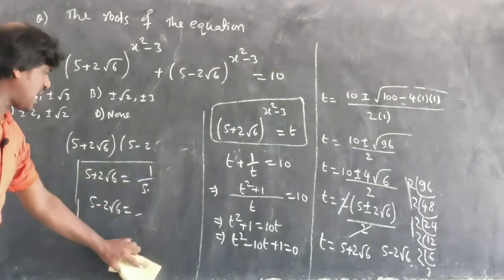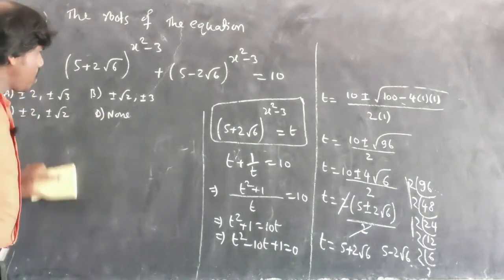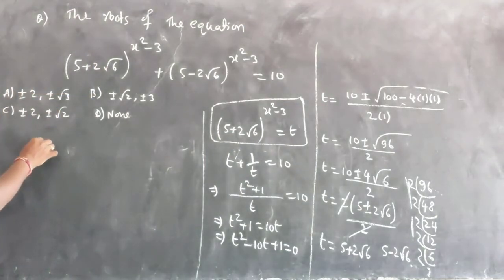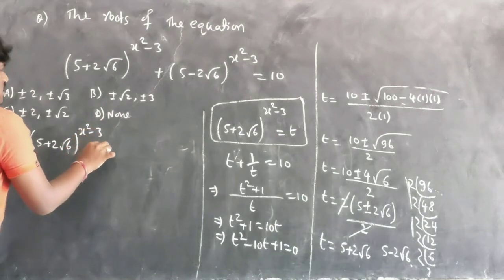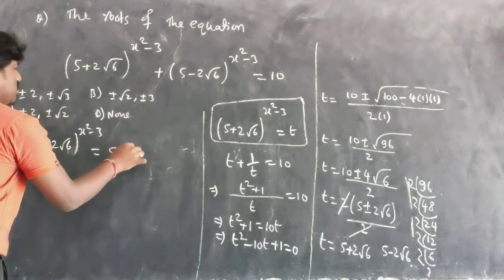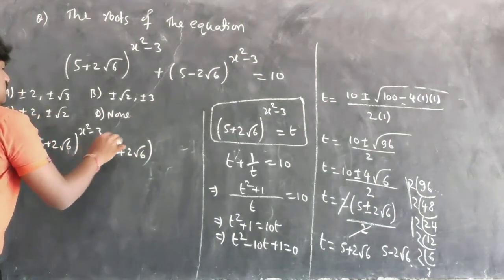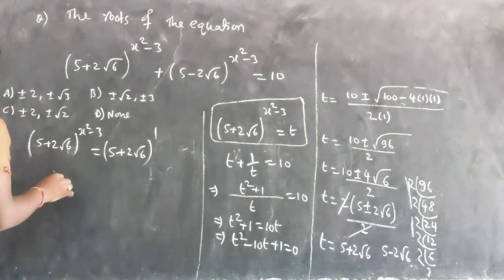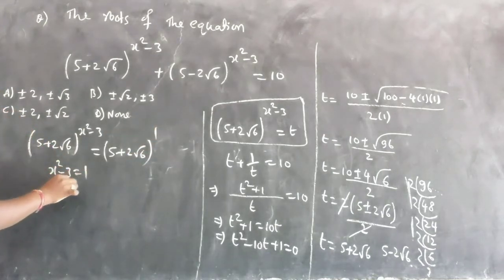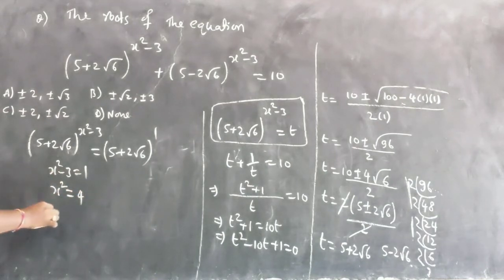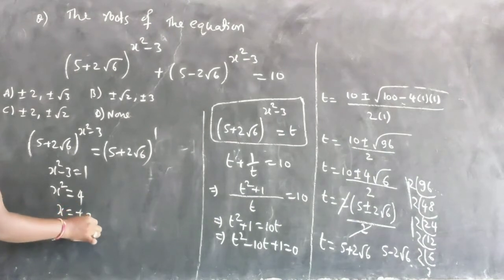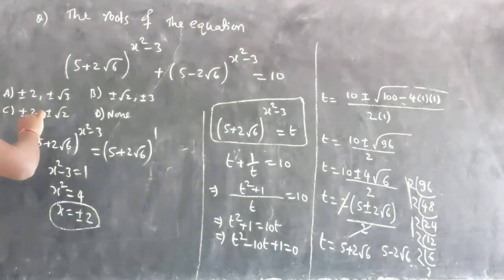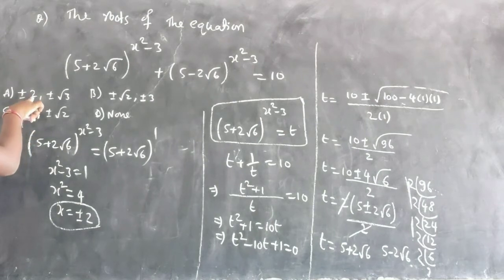Now see here, I will do this calculation. This value 5 plus 2 root 6 to the power of x square minus 3 is equal to, I am taking t, that is 5 plus 2 root 6 once. And the base is the same, so the powers will be equated. The power is 1. So x square minus 3 is equal to 1, x square is equal to 4. Okay, so x is equal to plus or minus 2. So I got x is equal to plus or minus 2, which option? This is also there, this is also there.